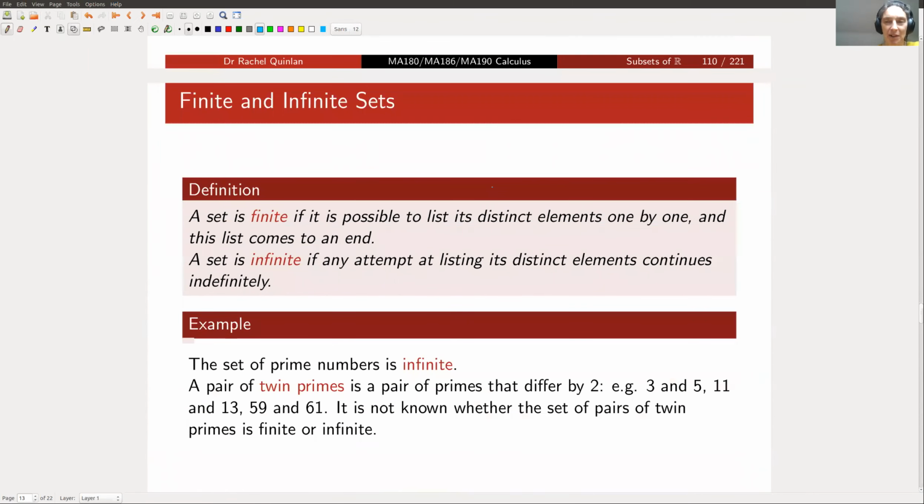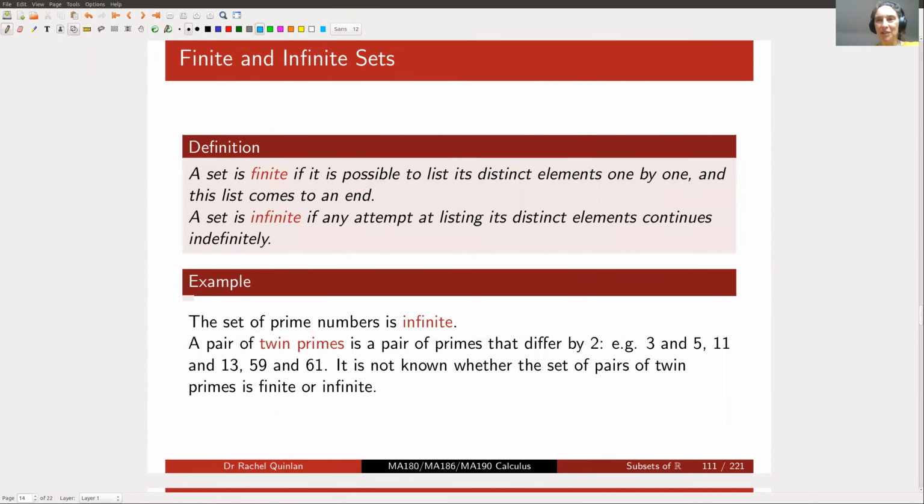Okay, there's one last example, and then I will leave you alone until next week. The set of prime numbers, for example, is infinite. There are infinitely many primes. A pair of twin primes, in case anyone's interested in number theory, is a pair of primes that differ by 2. So for example, 3 and 5, 41 and 43, 59 and 61. There are plenty of them between 1 and 100.